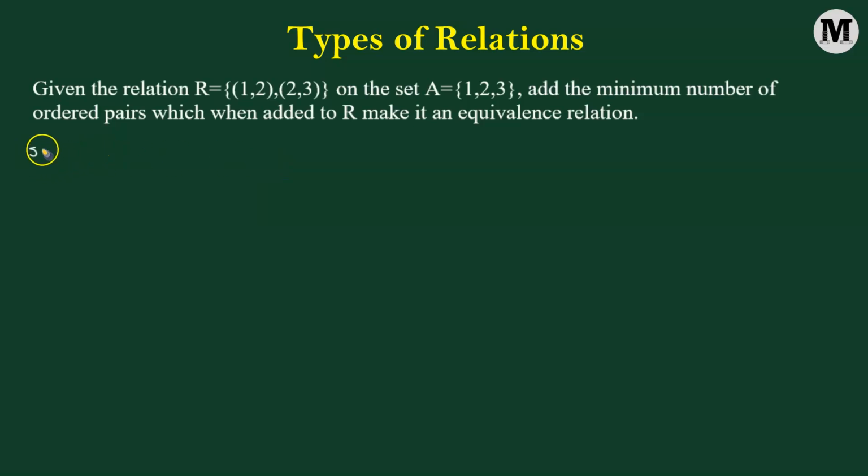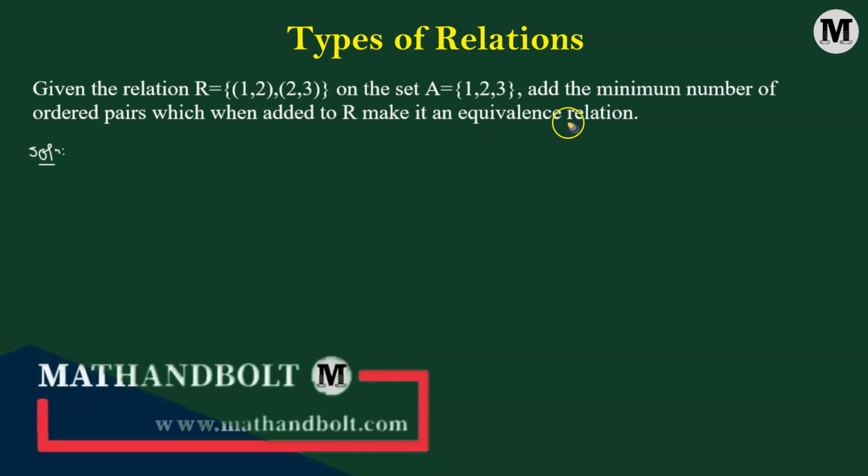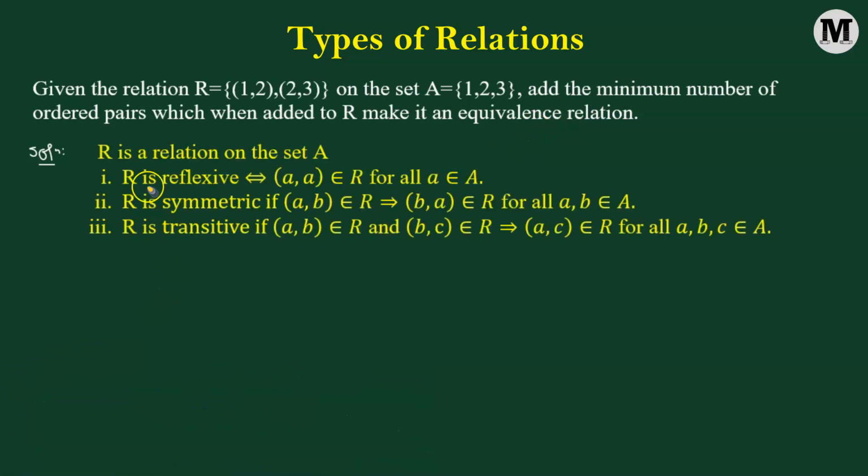Okay, let us begin. Now we know that any relation R is said to be an equivalence relation if it is reflexive, symmetric, as well as transitive. Let's quickly go through the definition of each of them. A relation R is said to be reflexive if we have the ordered pair (a, a) belonging to the relation R for all a belonging to the set A.